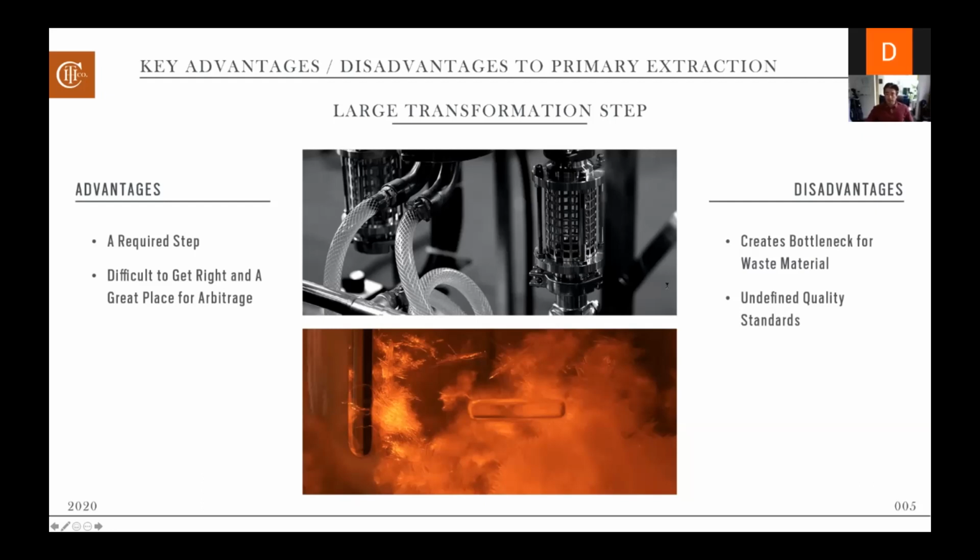One of the downsides, again, here in this large transformation step is it creates a bottleneck for waste material. One of our missions here is to create a sustainable supply chain from agronomy all the way to finished products. And post-extracted material accumulates very quickly, on the order of 5,000 pounds a day. And the last place we want to see this end up is in the landfill. So finding outlets for this is often tricky.